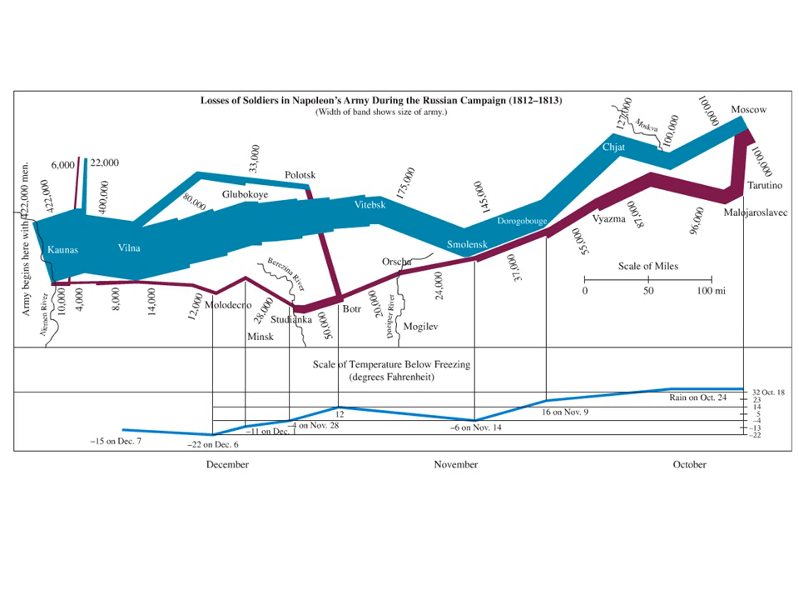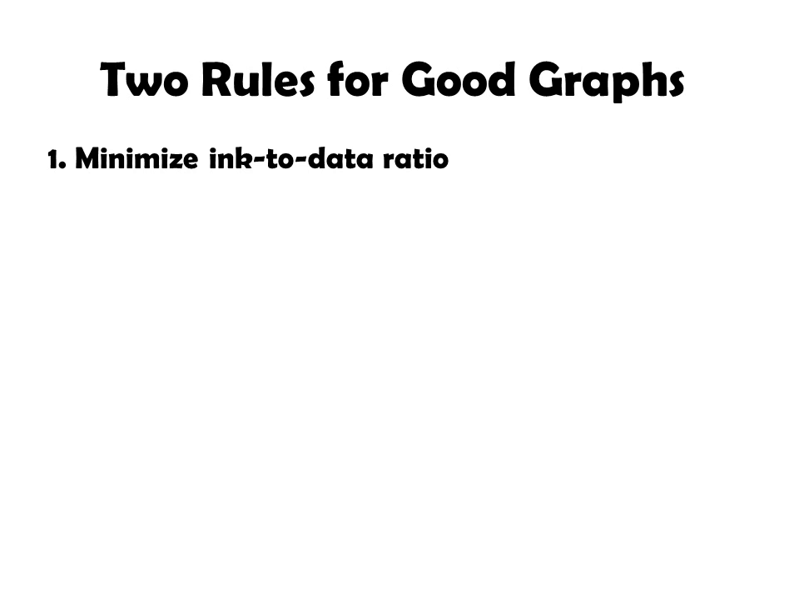You also see a scale of miles. Down at the bottom, you see a scale of temperature below freezing. That's on the march back. So you see it started off at 32 degrees when they left, and when they finally got back, it was negative 15 degrees. So a lot of information packed into a small space. That's a characteristic of a very good graph. And so that leads to our first of our two rules for what makes a good graph a good graph.